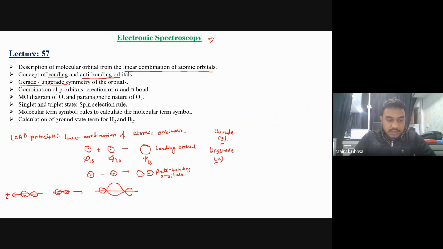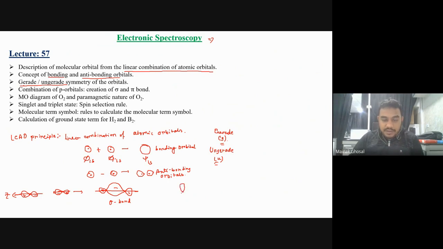Yes, this is plus, plus, this is minus. Okay. So if they are overlapping in the same direction, like p orbitals, they will create more electron density here. So this is a sigma bond of p orbitals. Okay. This is a sigma bond.